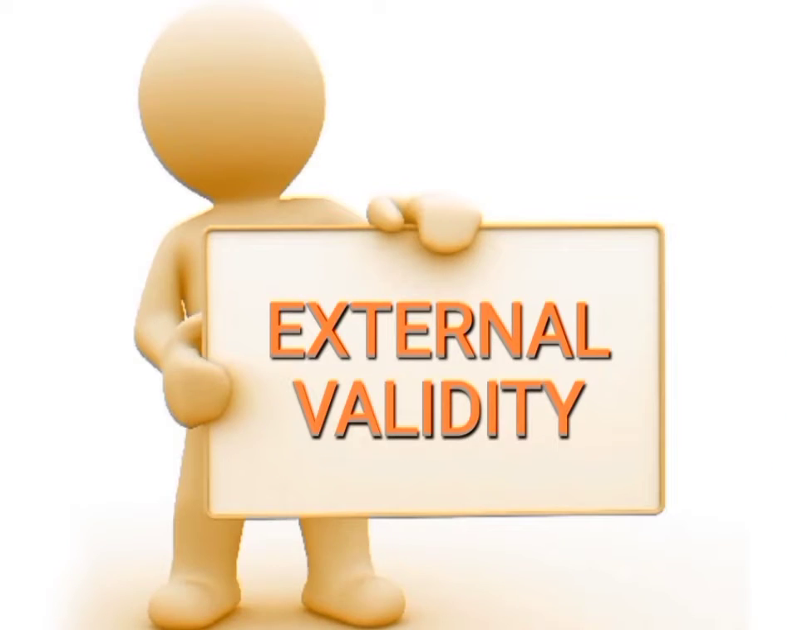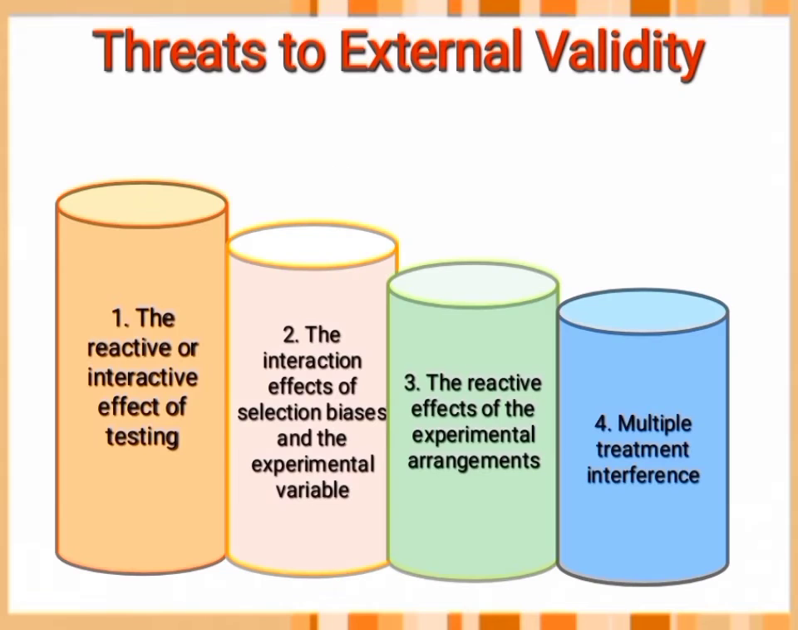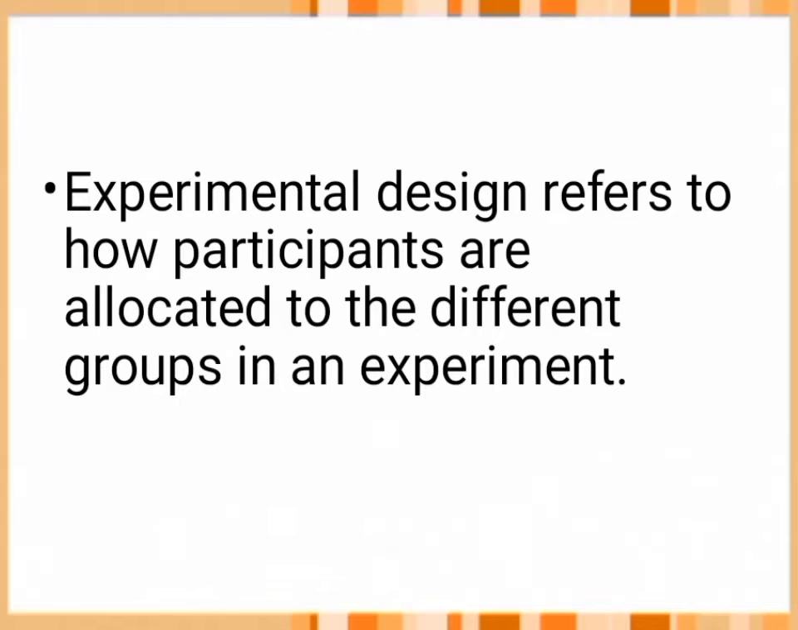External validity is important because it relates to the possibility that conclusions drawn from experimental results may not be generalizable to the real world. Threats to external validity. 2. The interaction effects of selection biases and the experimental variable. 3. The reactive effects of the experimental arrangements. 4. Multiple treatment interference. Experimental designs refer to how participants are allocated to the different groups in an experiment.